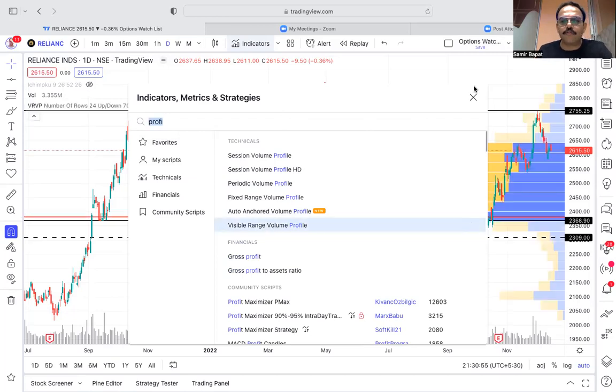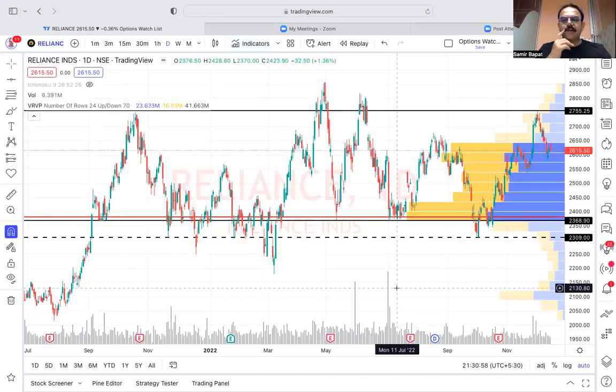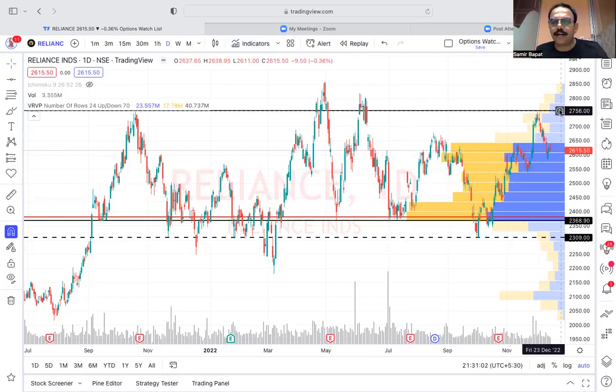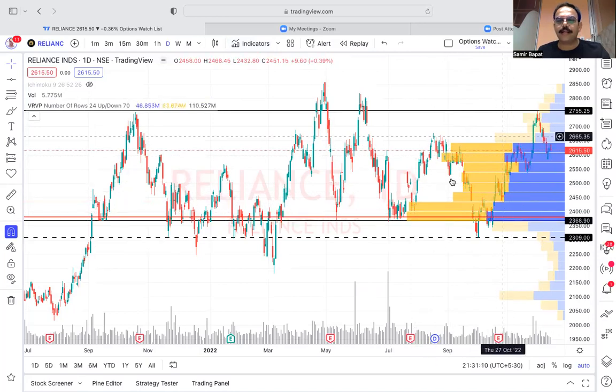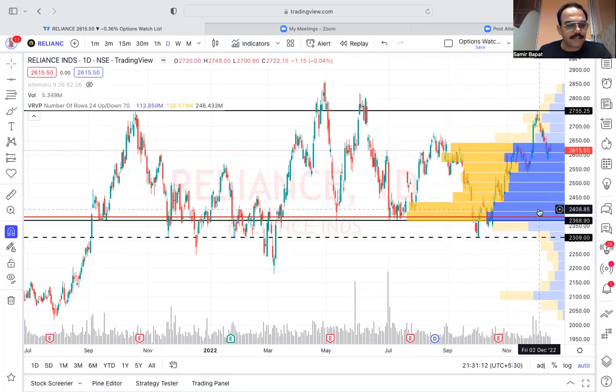Visible range volume profile. Okay, now what is this profile? This is, as you can see on your right hand side, you are seeing this band. This is the volume traded. Okay, what is this? This is the volume traded.